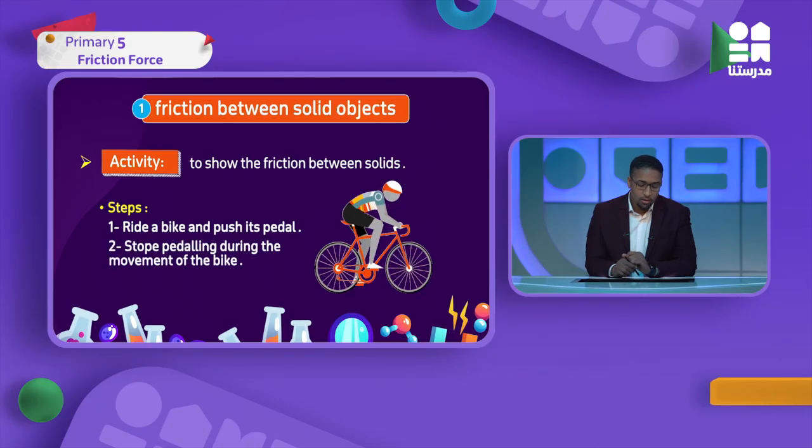Steps: ride a bike and push its pedals. Number 2, stop pedaling during movement of the bike.